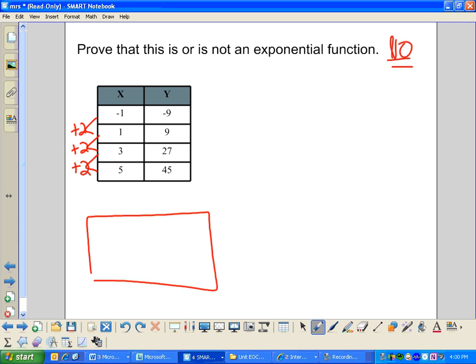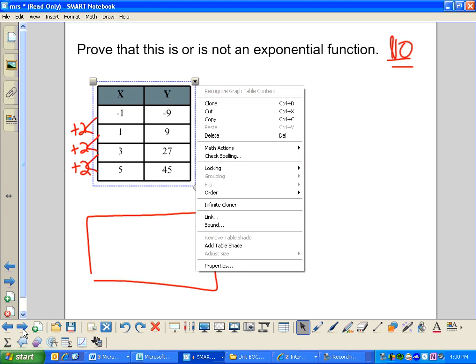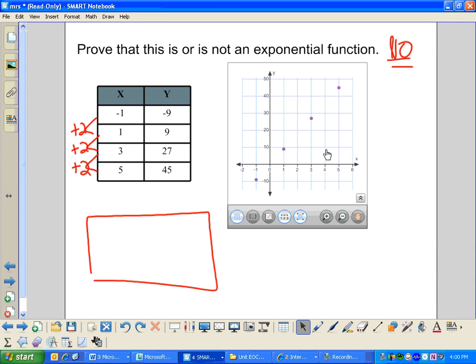Go ahead and pause me. Now let's look at it and see. Looks like a linear function to me. Hopefully your first differences were all 18.